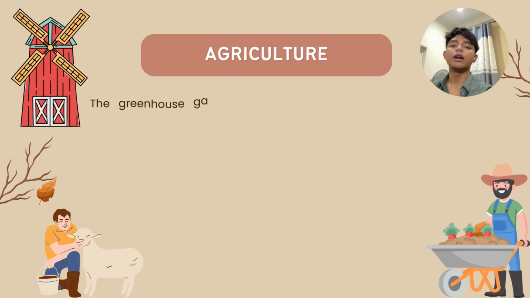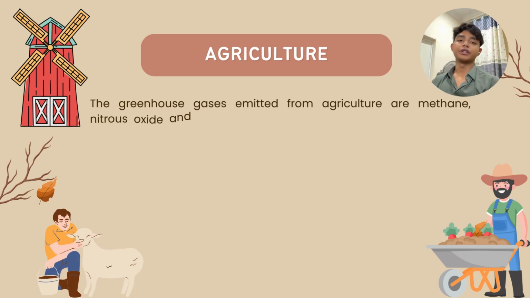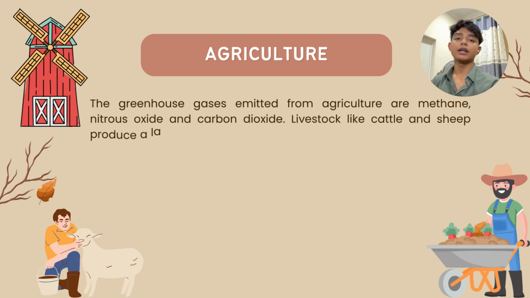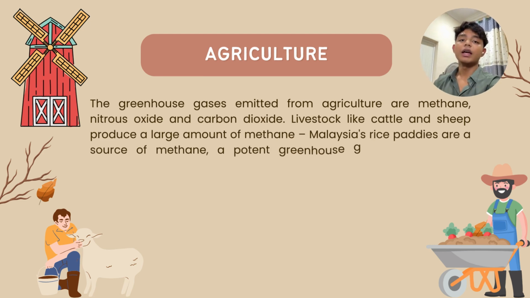So thirdly is agriculture. The greenhouse gases emitted from agriculture are methane, nitrous oxide, and carbon dioxide. Livestock like cattle and sheep produce a large amount of methane. Malaysia's rice paddies are a source of methane, a potent greenhouse gas.